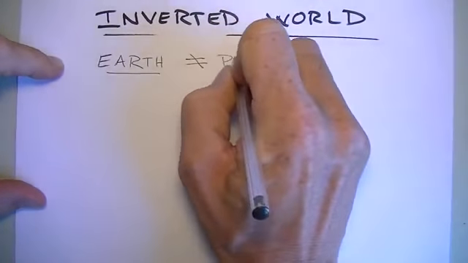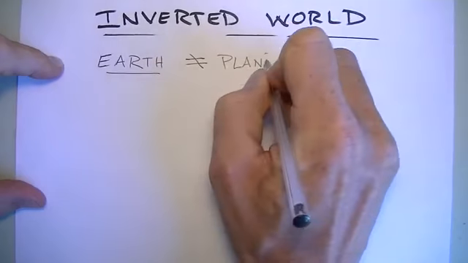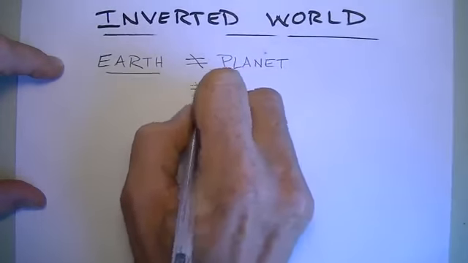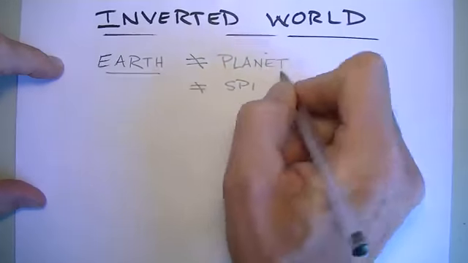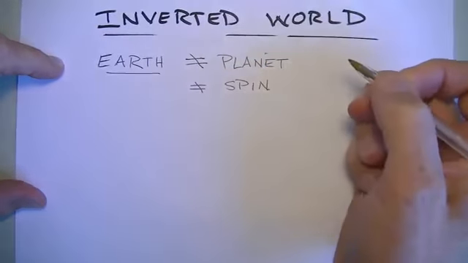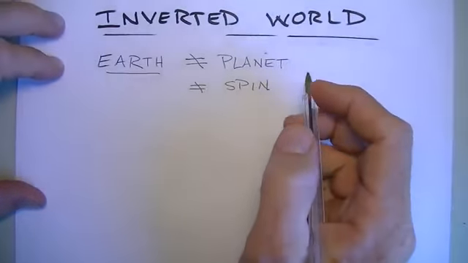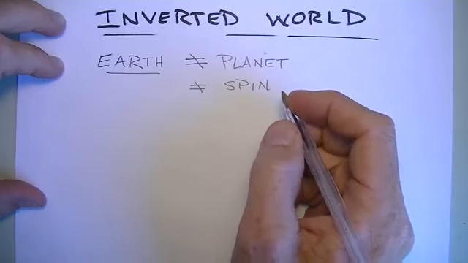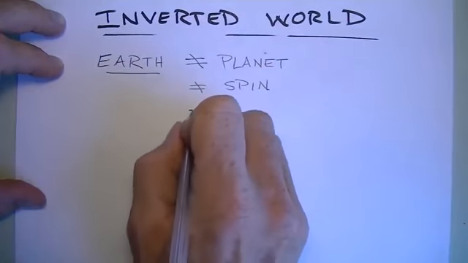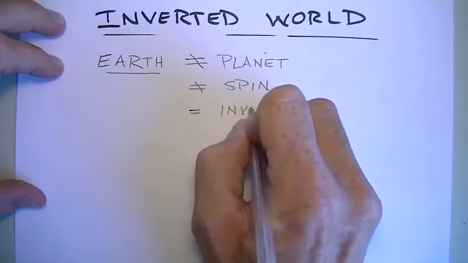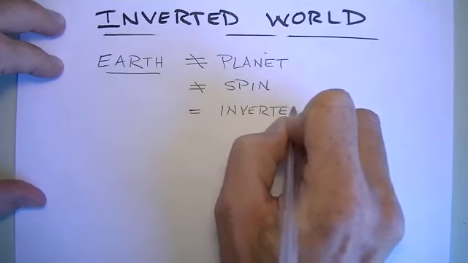Earth is not a planet. Okay? Earth does not spin. There is no spin to the Earth, regardless of what you've been told. A lie. It's not true. There is no spin to Earth. Earth is inverted. What does that mean, inverted?